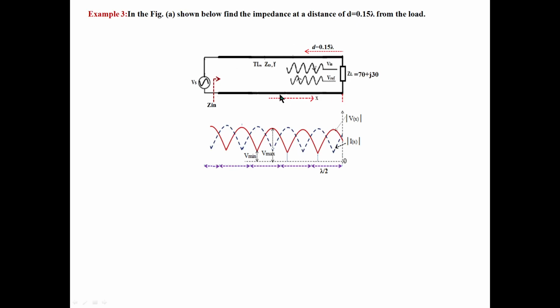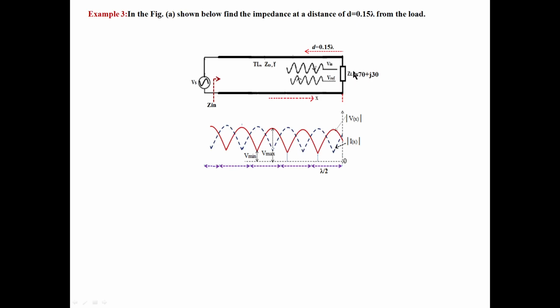This is a transmission line system. The load is connected, the source is connected. The question here is shown in the figure below: find the input impedance at a distance of d = 0.15 lambda from the load.